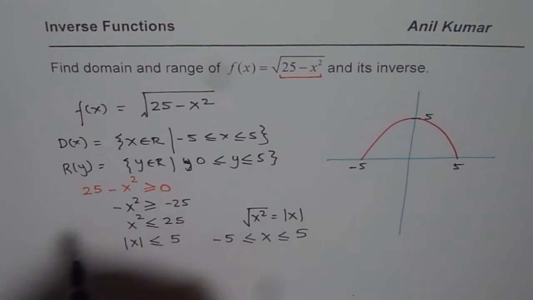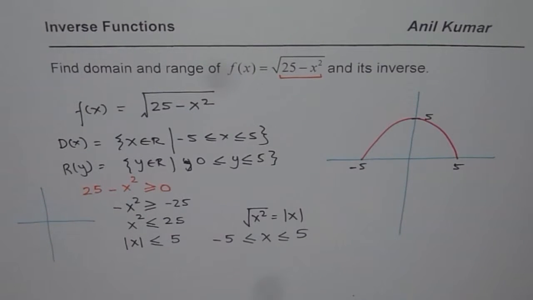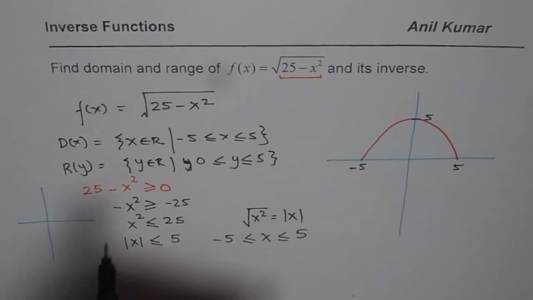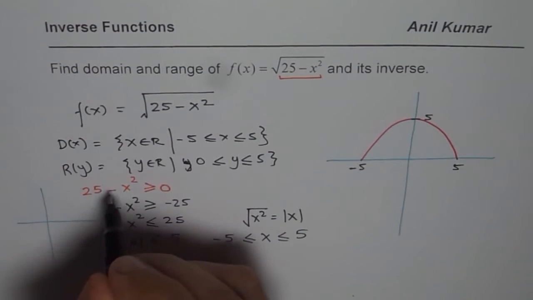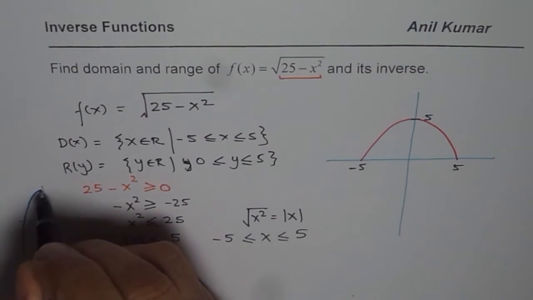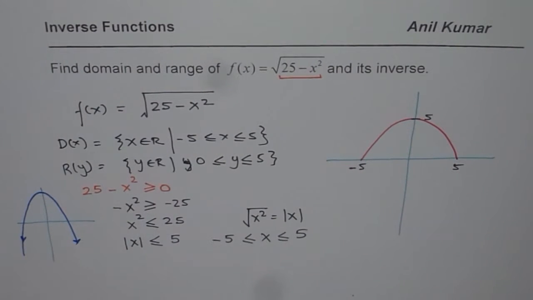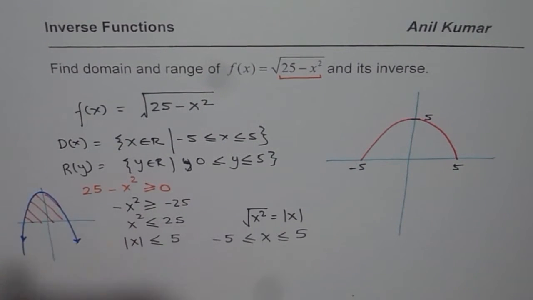Some of you could also find the domain by sketching the graph of 25 minus x square, and then see in which interval it is positive, non-negative I should say. The minus means it opens downwards, and if I put x as 0, I get y value as 25, correct? So if x is 0, y is 25. So it is basically a parabola kind of like this. You can clearly see that the parabola is non-negative in this interval, right? So from here also you can get the domain.